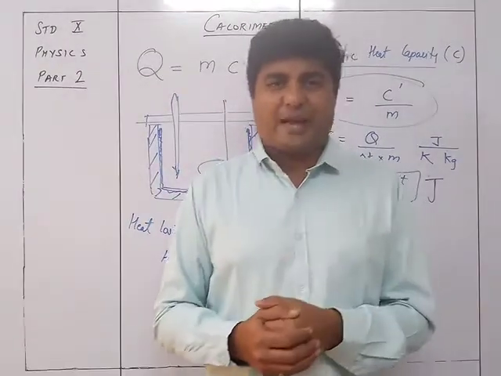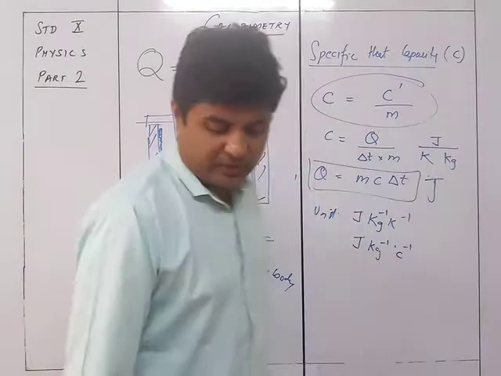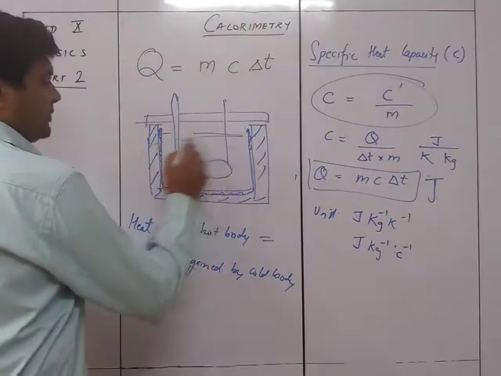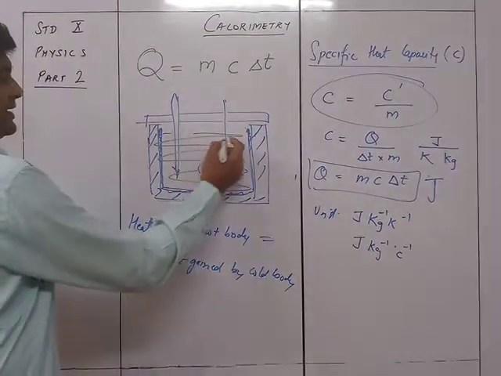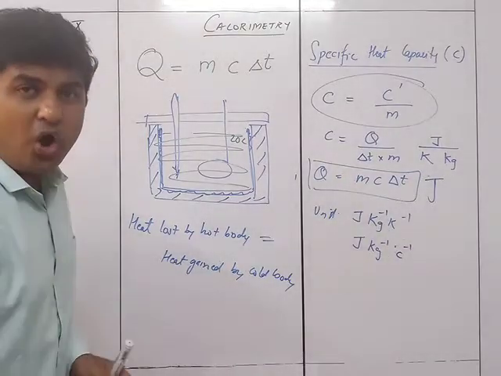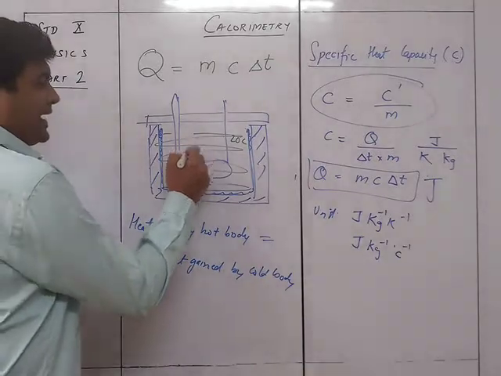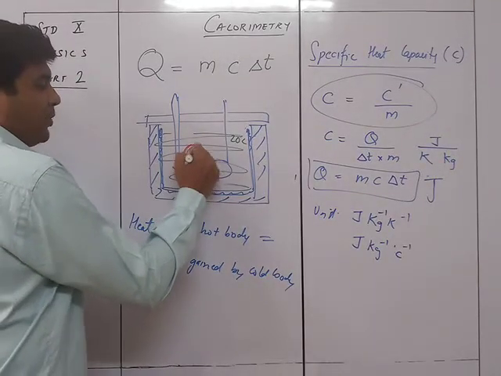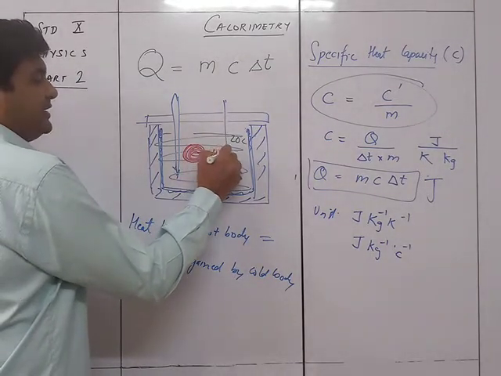I'll just give you an example. Suppose we are filling this up with water. So this is some water which is placed inside, and the water is at, let's say, 20 degrees Celsius. Then we take a hot iron ball, and that hot iron ball is placed inside, and this iron ball is at 100 degrees Celsius.